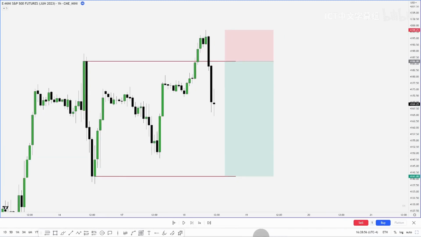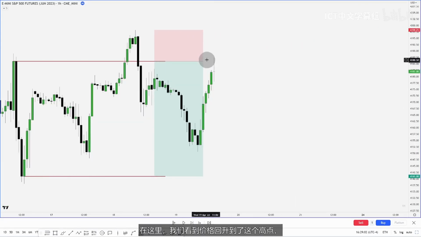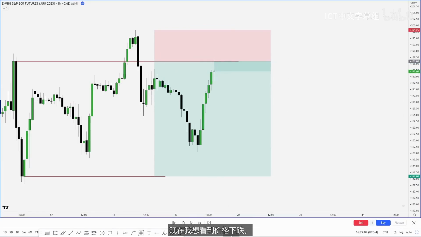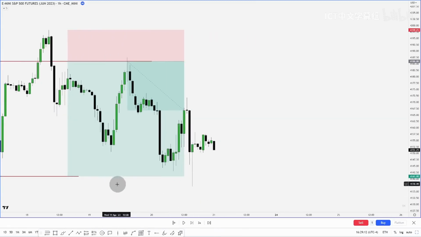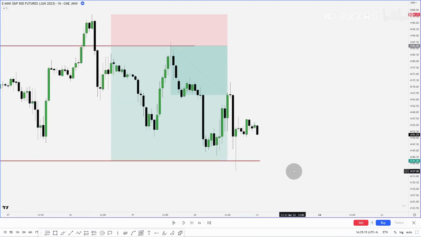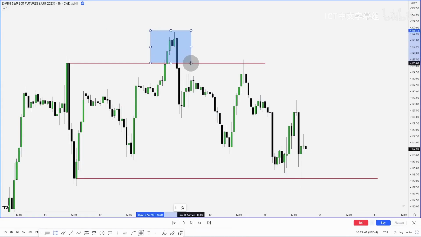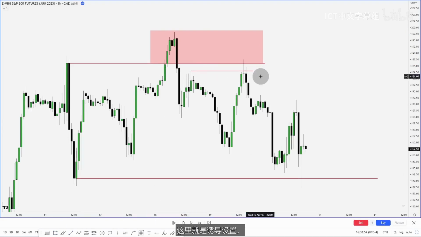So watching this, here we go, we get a move back up to this high. Now I want to see a move lower. And there we go, we get a move lower. So cleaning up the chart a little, where was our deviation from the range? Right here. And then when did we retest the deviation? Right here. And a quick side note, if you haven't seen my previous video on inducement setup right here, with this high being ran and closed back below, I will link that in the top right.